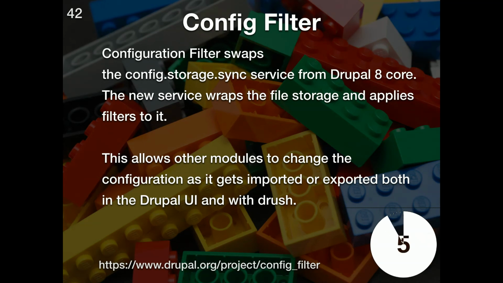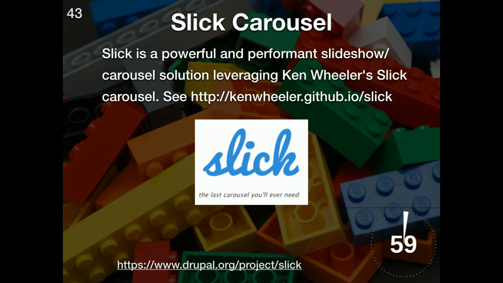Config filter allows you to alter the configuration when you import it into, say, production, and you can get a different API key that way.